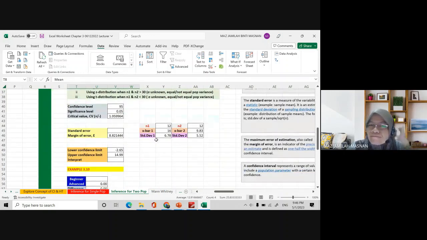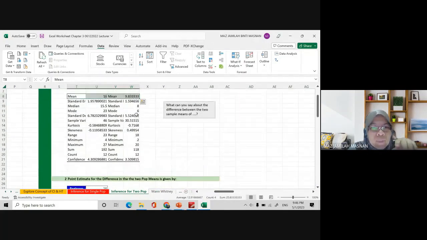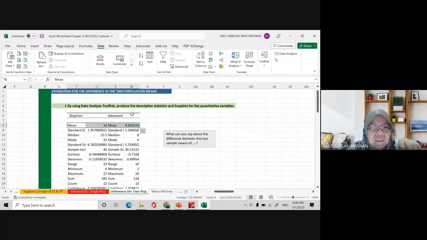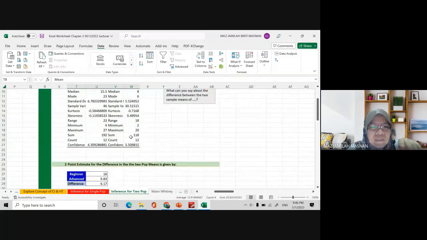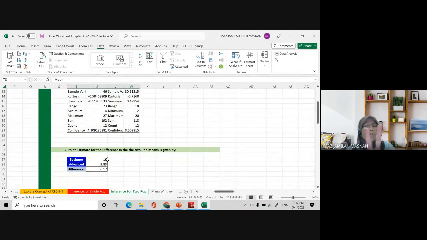Now because the setting is already two population, we use this. Before, we can use the example 3.10. Now I put my mean for beginners and everything. Let's say beginner is 16, advanced is 9.83. I set for two decimal points, and automatically I generate my difference.